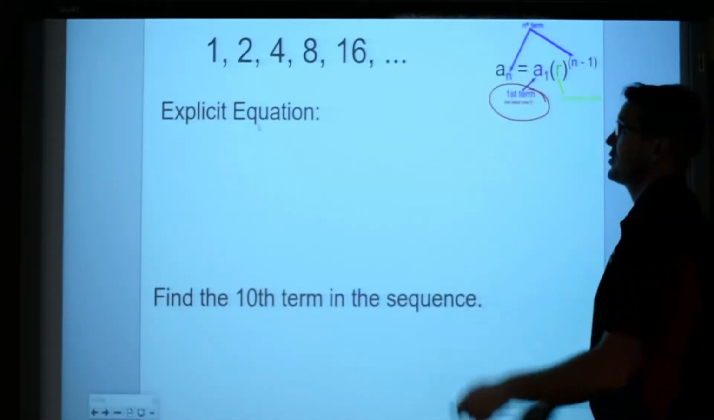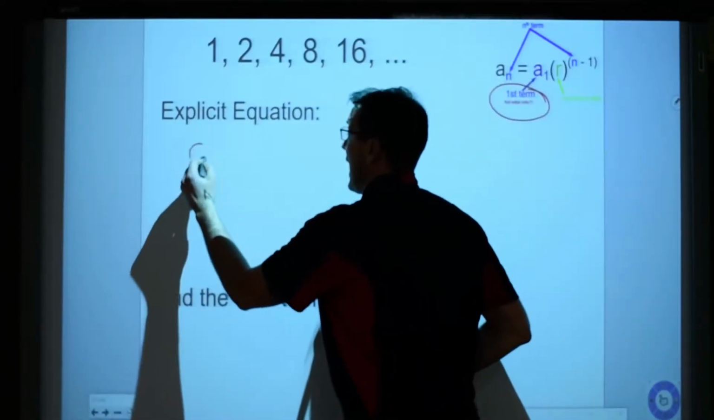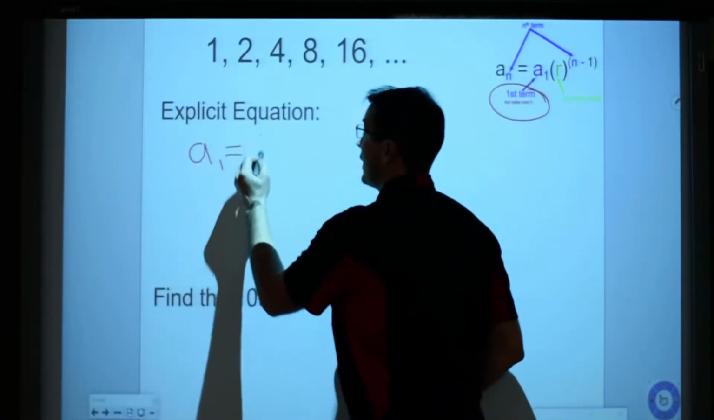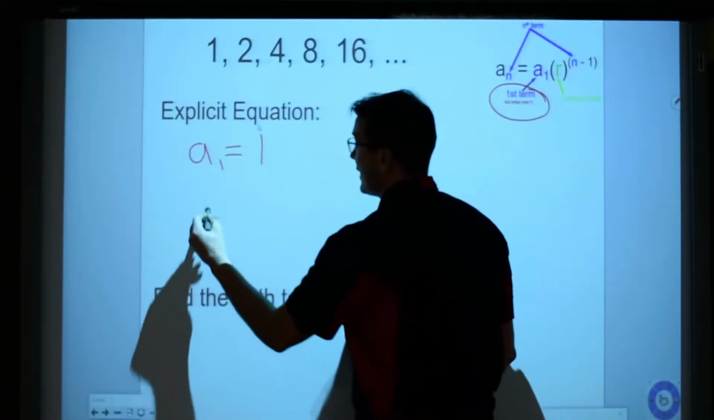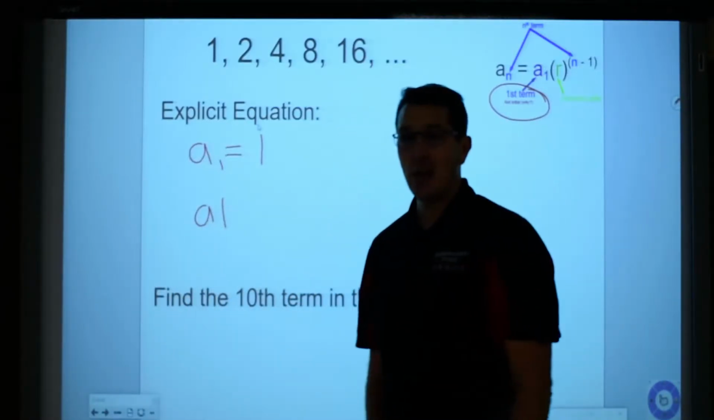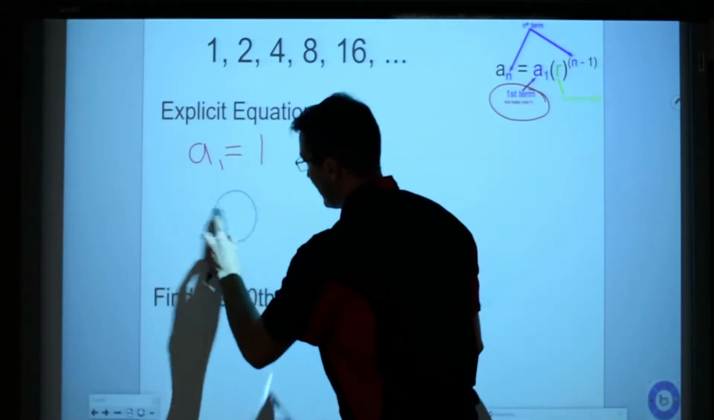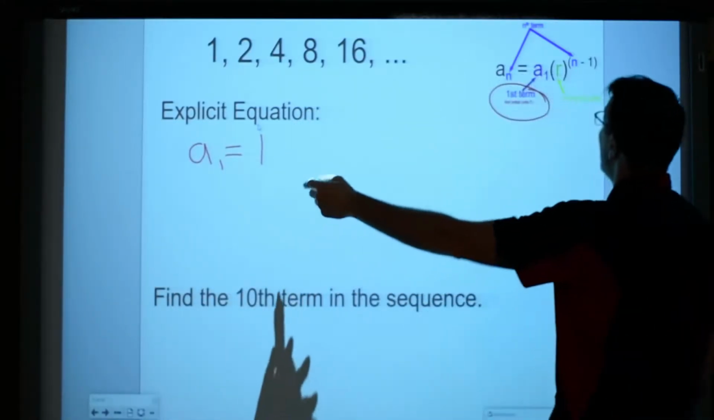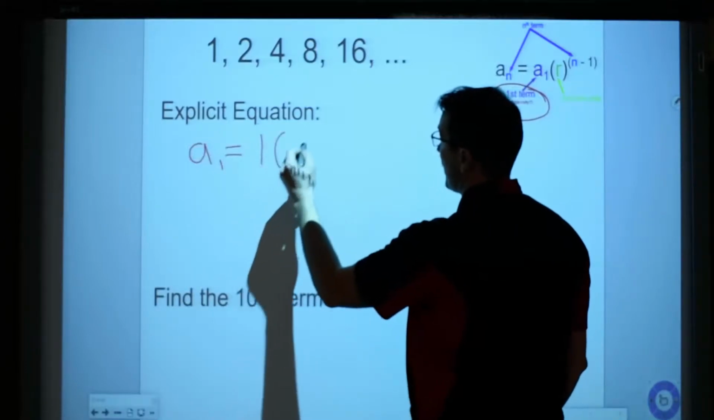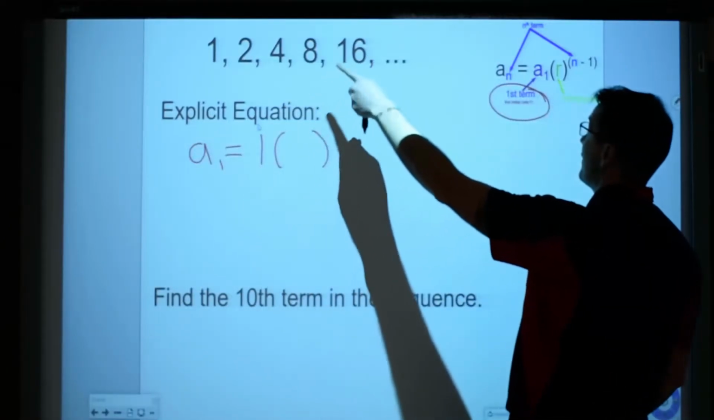I'm going to need to know what the first term is. The first term here happens to be a sub 1 equals 1. Really quickly, on a side note, kids do this a lot. That's A1. That's like bingo. You don't put A1, it's subscript. It's a sub 1. So 1 is my initial amount, and then I put parentheses, and then I look to see if I have a rate.